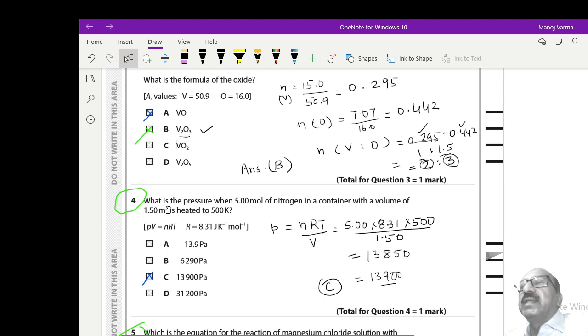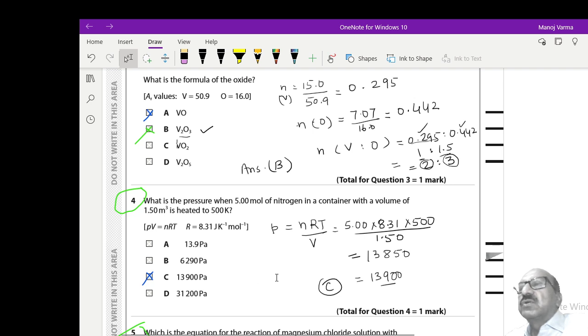Remember that in this question, PV is equal to nRT, the volume has to be in meter cube and not in decimeter cube or centimeter cube. This is the key point that you have to remember, because here we are using the SI units, joules, and along with the SI units, the unit of length and volume is meter cube. So you have to use this. On solving this, you get 13850, but the answer should be up to 3 significant figures, because you have not more than 3 significant figures in these values. So this answer should be converted to 3 SF, which is 13900, and therefore this is the correct answer, the C.